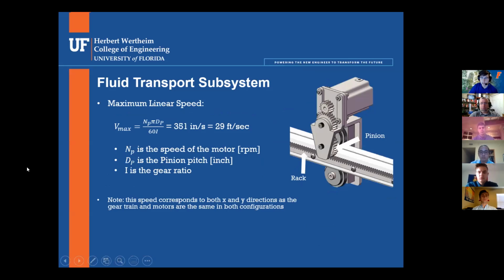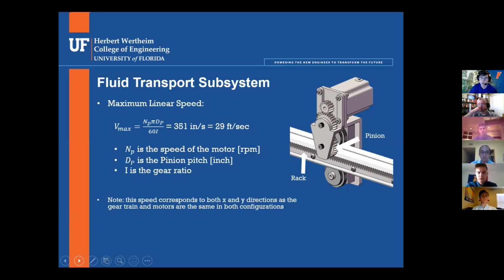Speaking of the calculations, the maximum linear speed was relevant in this case, and overall using the motor specs, it turns out I believe 900 RPMs, which is quite quick. The maximum linear speed is 29 feet per second, which again is very quick. But ultimately, we decided this was necessary as we did not want the overall efficiency of the system to be bottlenecked by this particular subsystem. So we wouldn't actually ever operate at 29 feet per second, but it won't be the cause of a slowdown.